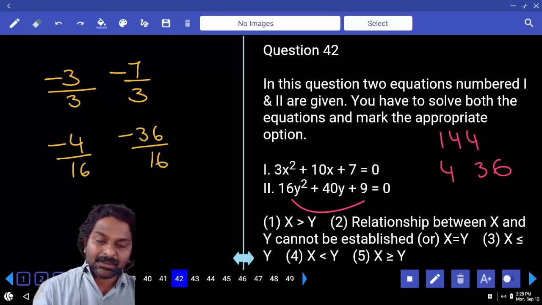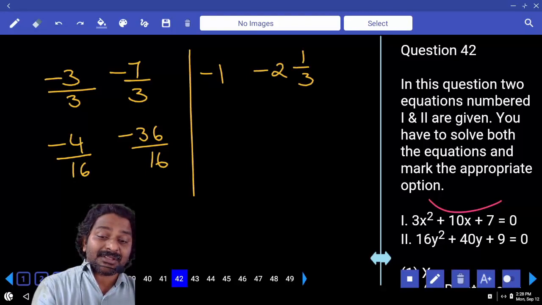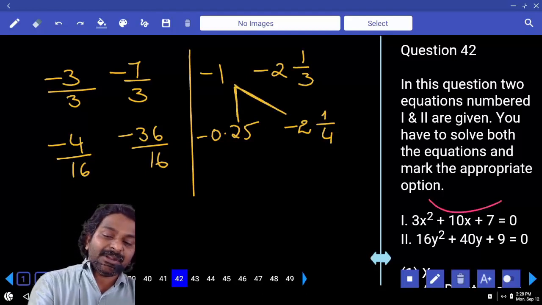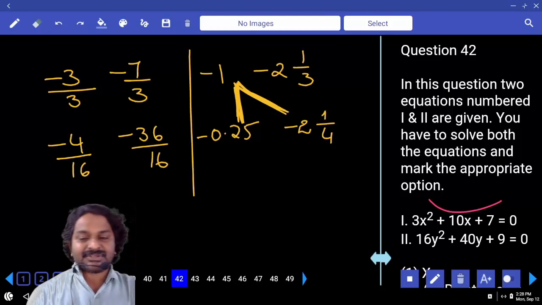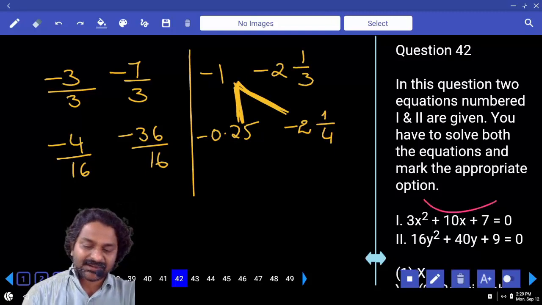Correct? Come on. -1, -2, 1 by 3. -1 by 4, that is -0.25 only. And -36 by 16, that is -2, 1 by 4. -1 will lie in between these two numbers only. In between. Answer: relation cannot be established, because we are getting less than condition as well as greater than condition.